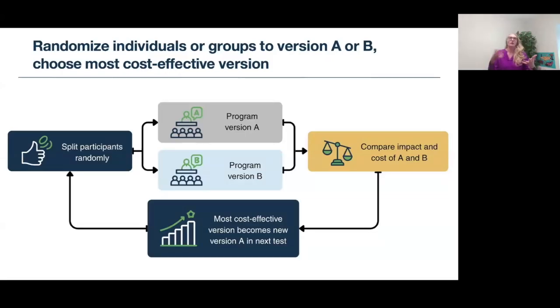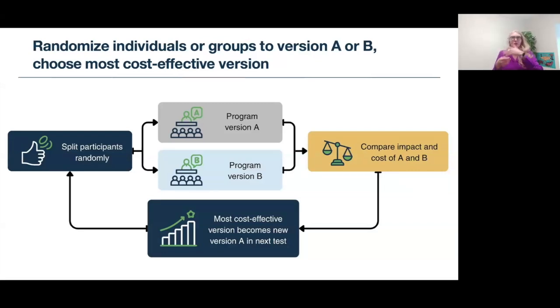So for those of you familiar with RCTs, you're used to an intervention group, and then you have a business as usual control. We don't have the business as usual control in A/B testing. These are two similar but not identical versions of a particular program.